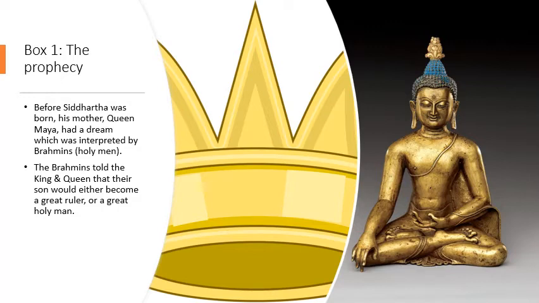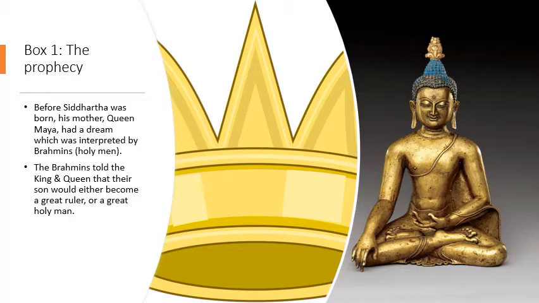Now you will have remembered Brahmins from Hinduism, and these people are involved in this story because Siddhartha was born in a place which was then northern India. Okay, it's now called Nepal, but back then it was part of India. And so the Brahmins were the same individuals that we were talking about in the Hinduism course, were the people that came to interpret this dream for Queen Maya.